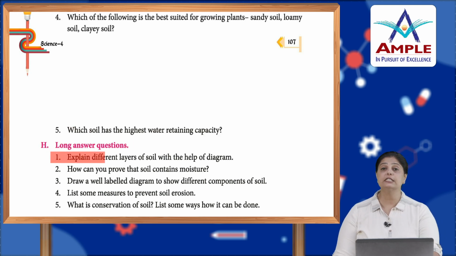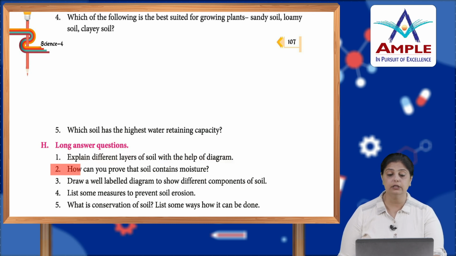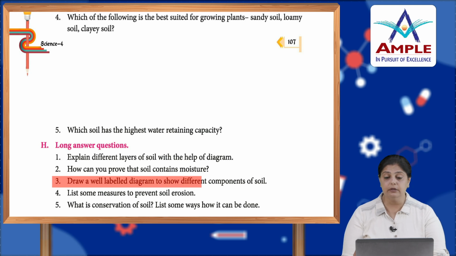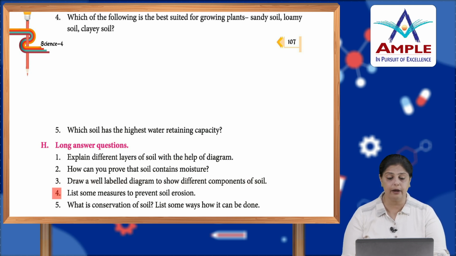Long answer questions. Explain different layers of soil with the help of a diagram. We've already done this, so you can reread the chapter, look at the notes, and then write about it. How can you prove that soil contains moisture? This is also explained in detail. Draw a well-labeled diagram to show different components of soil. So, what all things soil consists of is what you are going to mention here with a diagram.